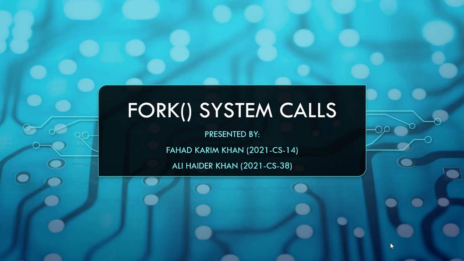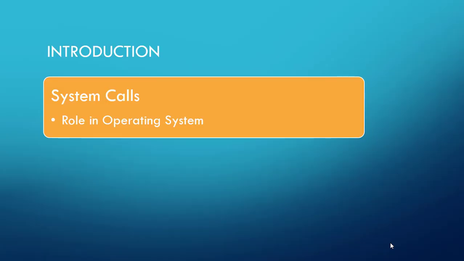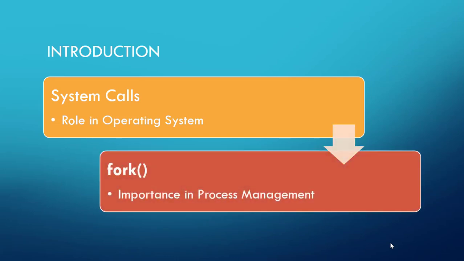System call. What is a system call? A system call is a program that a user program uses to interact with the OS. For example, if the user wants to copy something, then he will use a system call. There are many examples of system calls. For example, copy, which is used to copy, create, which is used to create a file, delete, which is used to delete a file, and fork, which is used to create a process.